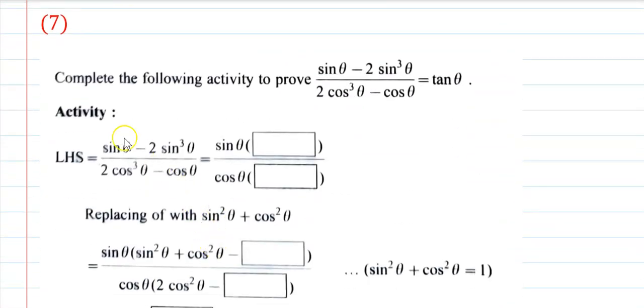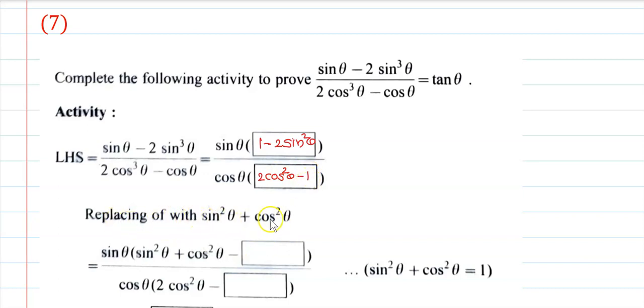Next, complete the following activity to prove that (sin theta minus 2 sin cube theta) upon (2 cos cube theta minus cos theta) is equal to tan theta. What will we take common from these two? Sin theta. Then in the bracket you will get 1 minus 2 sin square theta. From the denominator, we take cos theta common: 2 cos square theta minus 1.